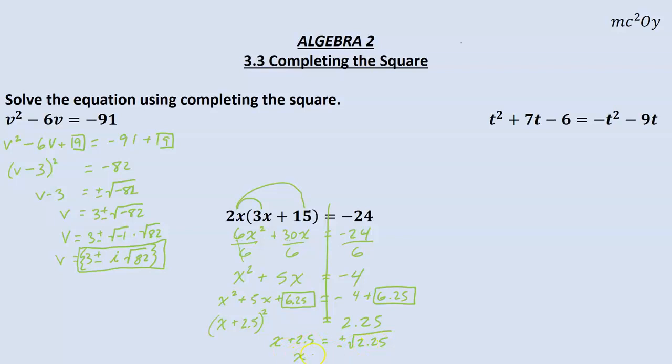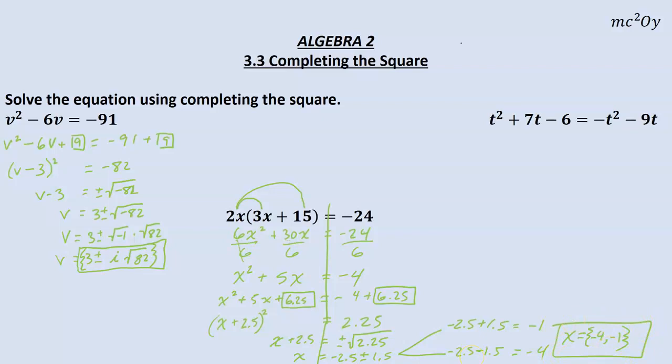So I'll now subtract 2.5 from both sides. I get negative 2.5 plus or minus the square root of 2.25, which is 1.5. That means I have an answer of negative 2.5 plus 1.5 and negative 2.5 minus 1.5. Here this is negative 1, and here this is negative 4. So x equals negative 1 or negative 4. There, we've got it. Perfect. Holy moly.